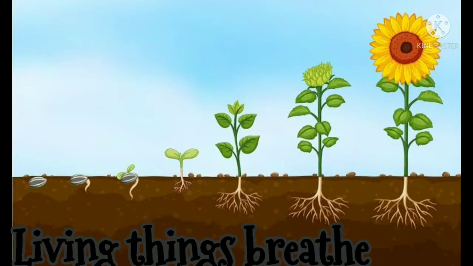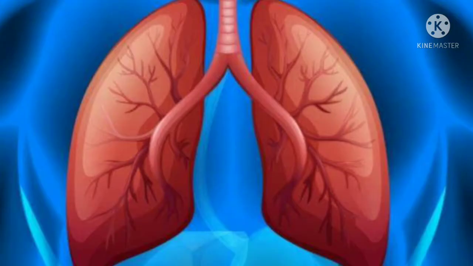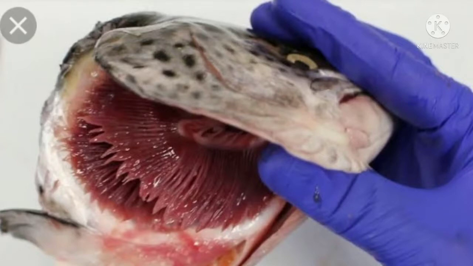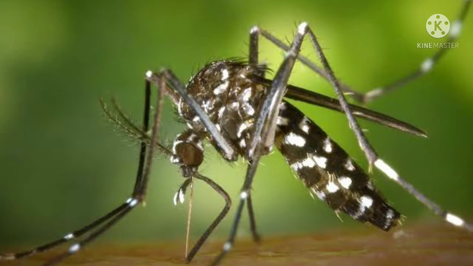Next, living things breathe. All living things breathe. They take in oxygen and give out carbon dioxide. Most animals like tiger, dog, and human beings breathe through the lungs. Fish breathe through gills. Insects like butterflies, mosquitoes, etc. breathe through small holes present on their body. These holes are called spiracles.